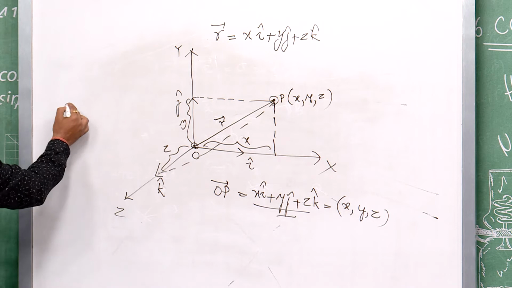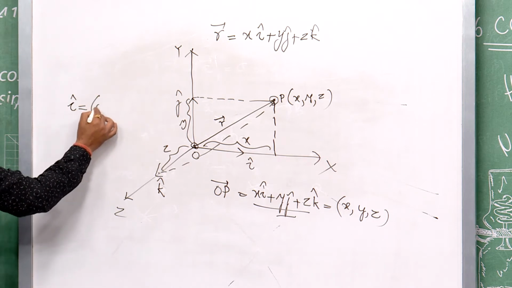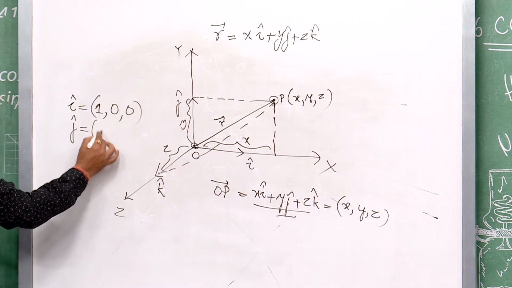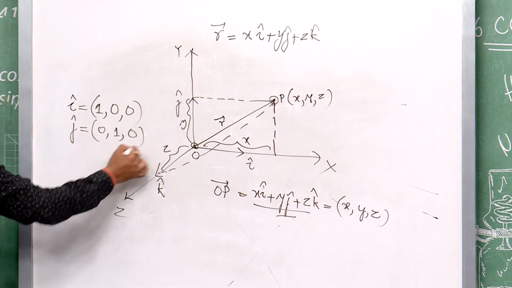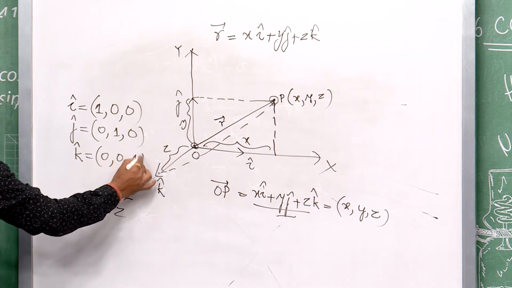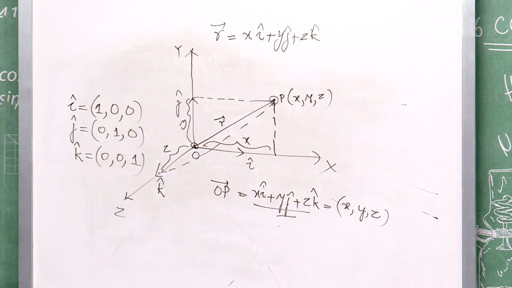So, here i cap is a unit vector 1 0 0, j cap is 0 1 0, and k cap is 0 0 1. So, these are three unit vectors along the x axis, y axis and z axis.